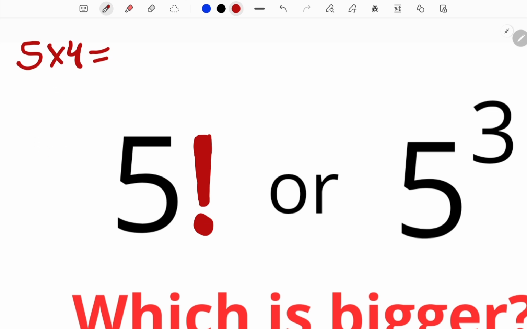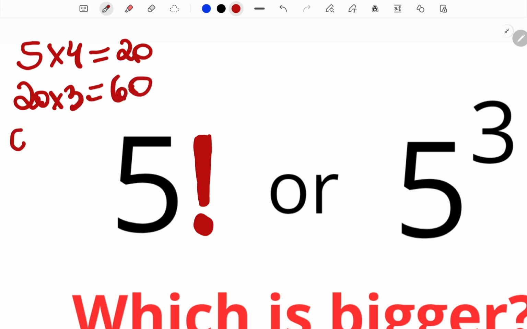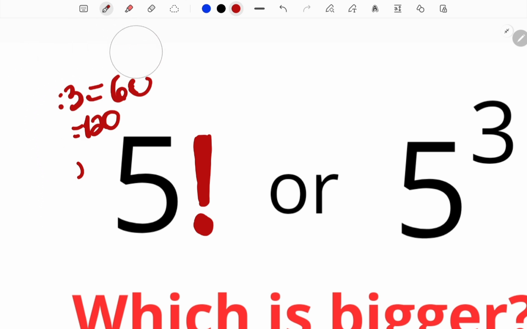First, we multiply 5 by 4. When we do that, we get 20. That's the first step. Now we take that 20 and multiply it by 3. The result of that multiplication is 60. Next, we multiply 60 by 2, which gives us 120. Finally, we multiply 120 by 1, which keeps the result at 120. So, the factorial of 5 is 120.